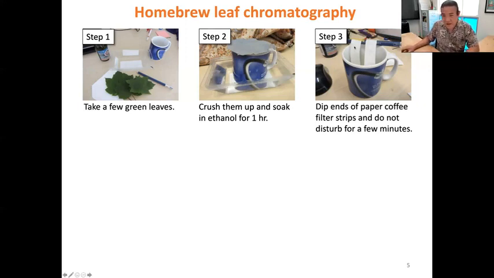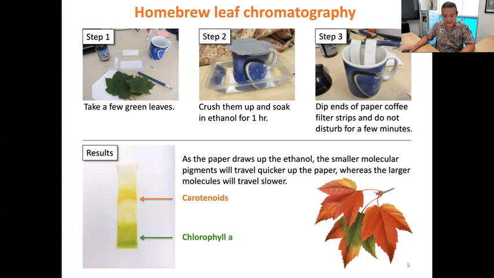You take a couple of paper coffee filters and you cut them into strips. And you can dangle them over the coffee cup so that the ends are in the alcohol. And then what happens? Of course, the alcohol will start soaking up into these coffee strips, and it'll start soaking higher and higher, and it'll carry all of these molecules that are dissolved in the alcohol with it. And depending upon how small and simple the molecules are, or how big and complicated these molecules are, they will end up being sort of stuck or trapped by the paper and move at different rates up the filter. And what you get is something like this.